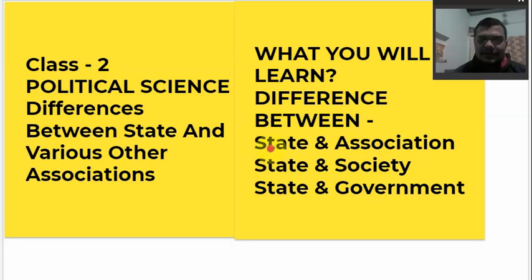What you will learn from this class is the difference between state and other associations, state and society, and state and government. Many people tend to think that state is actually government, but these are two different organizations. State is different and government is different also. So we are going to learn all three of them. Be focused and let's start the class.